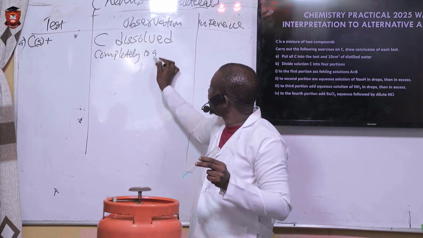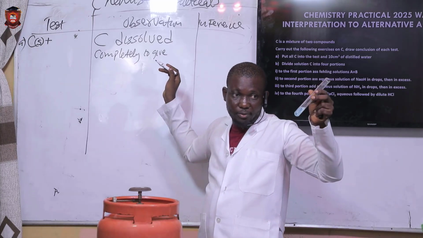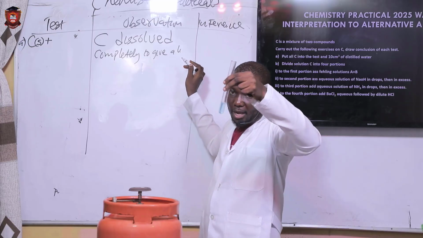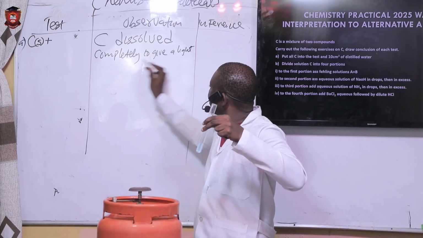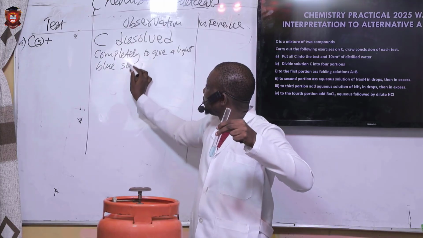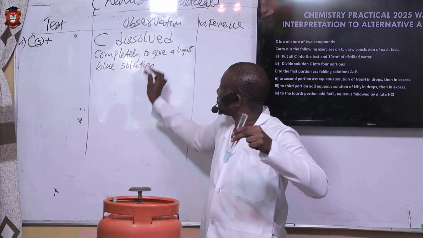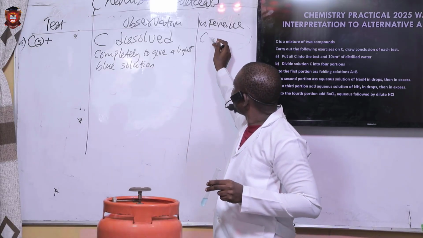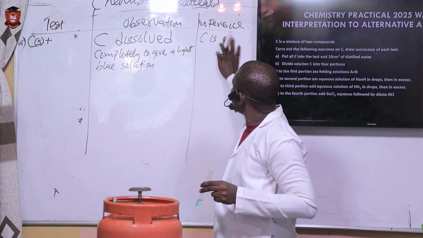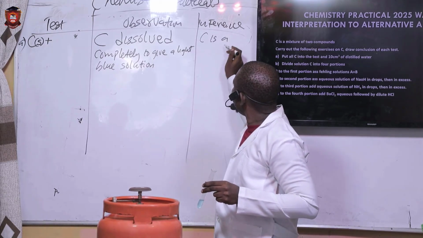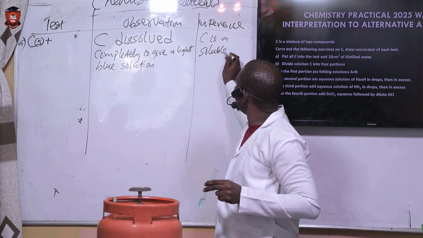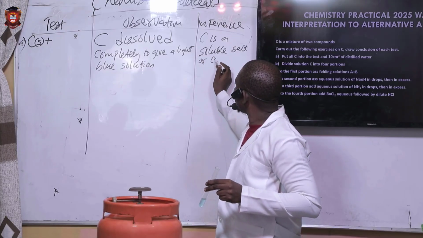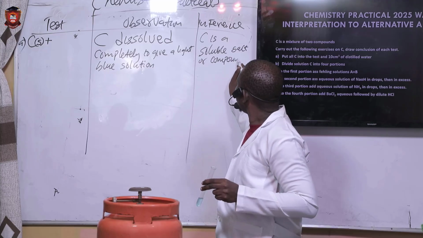To give. What does it give? What is the color of the solution? To give a light blue is okay. A light blue what? Solution. What's going to be my reference? C is a soluble what? Salts. Salts or what? Compound. Or C is a mixture.